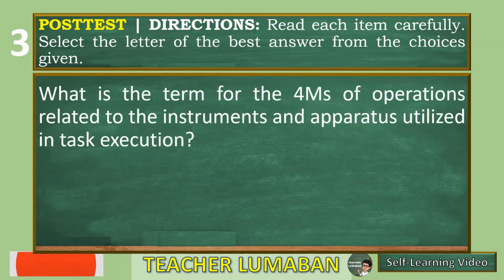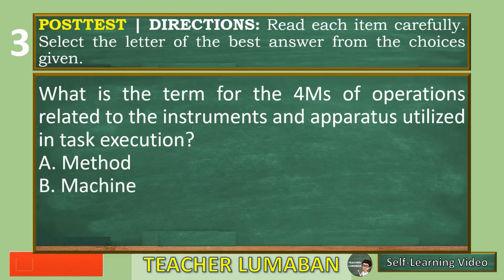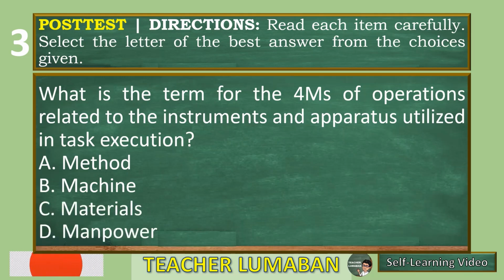What is the term for the 4Ms of operations related to the instruments and apparatus utilized in task execution? A. Method. B. Machine. C. Materials. D. Manpower.